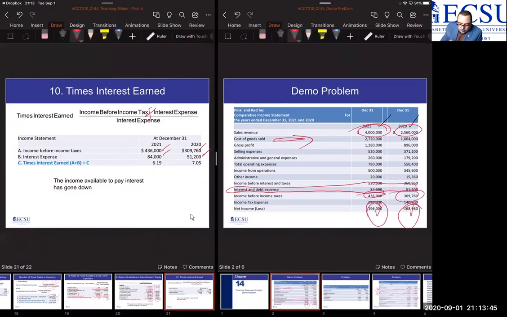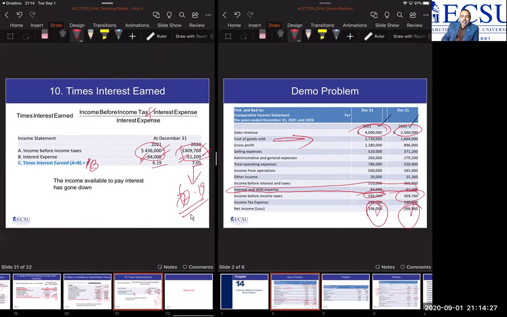So you add them up, the income before tax and the interest, and divide by the interest. You add these two and divide by this number, and that will give you 7.05 and 6.19. So that's how we get that ratio. And as you can see, the income available to pay interest has gone down from 7.05 to 6.19. So that should be a little worrisome to the lender. So that is how we'll be calculating these ratios.